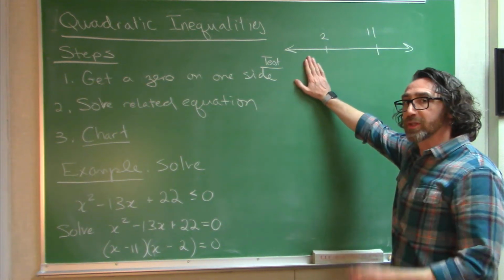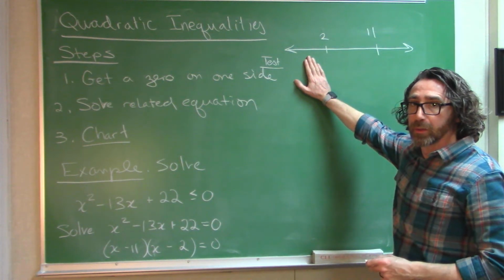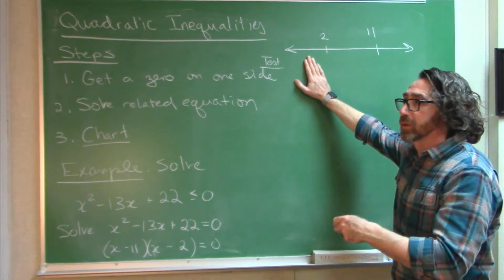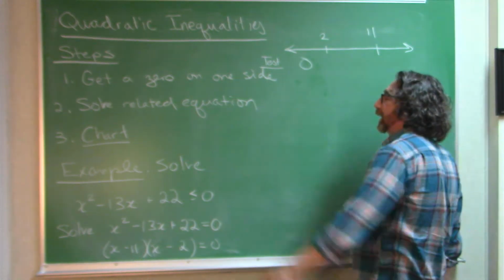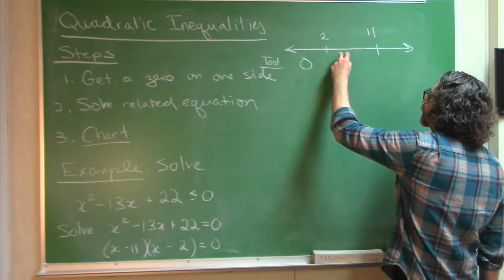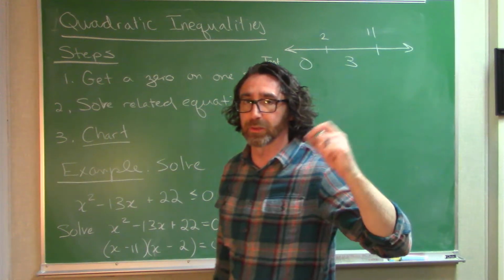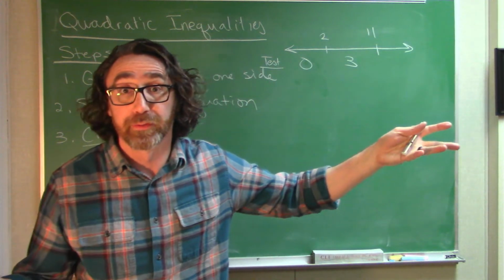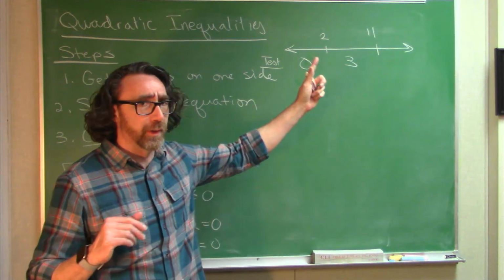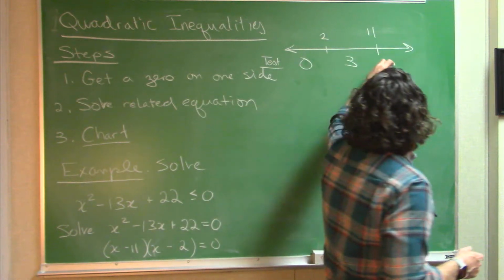This region represents everything less than 2. We're going to pick a representative test point for that region. I pick 0. Anything less than 2 will work. Okay, over here I'm going to pick 3. This region represents real numbers between 2 and 11. 3 is in there, okay? Once again, anything in that region will work. You want to pick 4, you can go ahead and pick 4. Doesn't matter. Something bigger than 11. Okay, I pick 12.